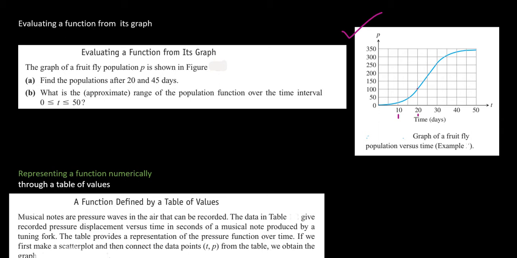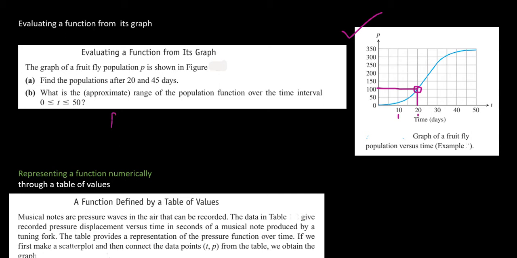After 20 days we have the population as 100. Here you can see that the line exactly lies over our point where our 100 value lies. So you can say that after 20 days the fruit fly population is 100.